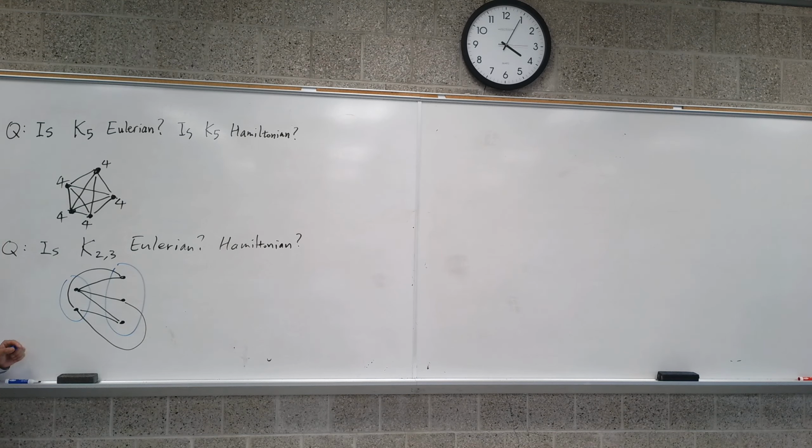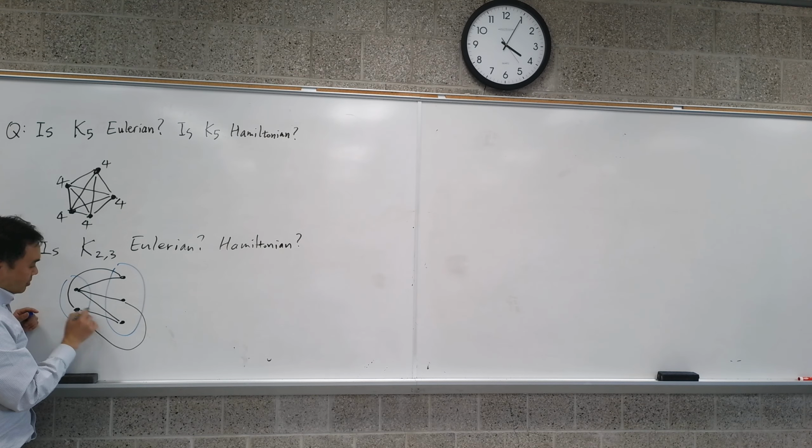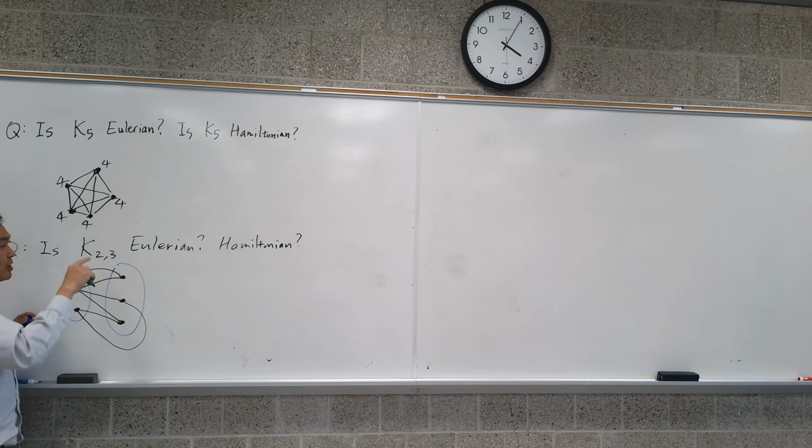Okay. So I didn't have to draw it like this, but I tried to draw it as a planar graph. K23 is in fact planar because K23 doesn't contain K33. Right? Yeah. So this is planar.